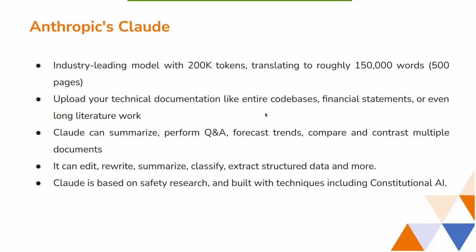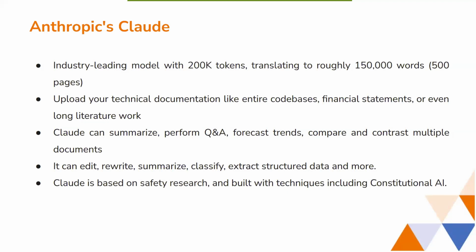I won't cover all of the models, I'll just cover three. Most of them have similar functionalities basically. Now this is the industry-leading model with 200K tokens. You can imagine that translating into 150,000 words, which is approximately 500 pages. It could be less or more than that as well, so just an approximation.